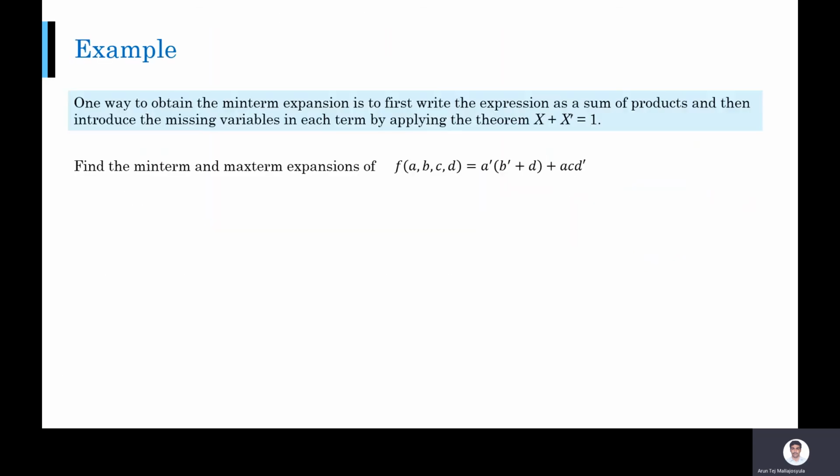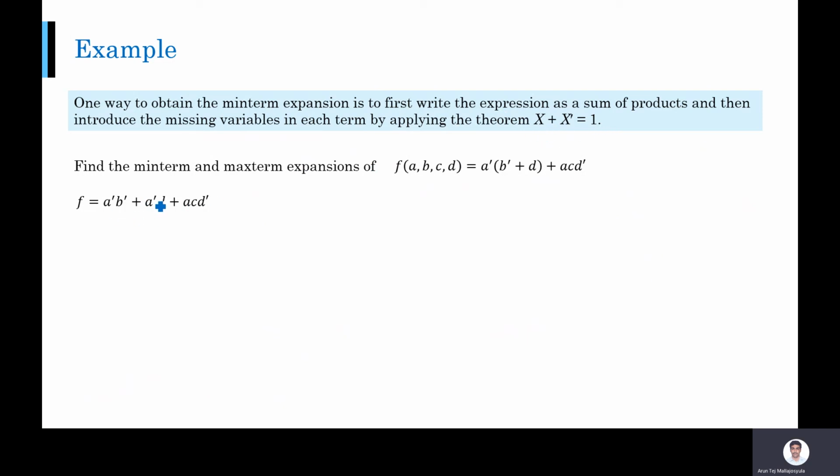The alternative way is to first write the expression as a SOP and then introduce the missing variables in each term by applying the theorem x plus x' is equal to 1. So I have to first write the expression as a sum of products. Okay, so I do the expansion. These are the sum of products. Then whatever variables are missing in each term, I will put them by using this theorem.